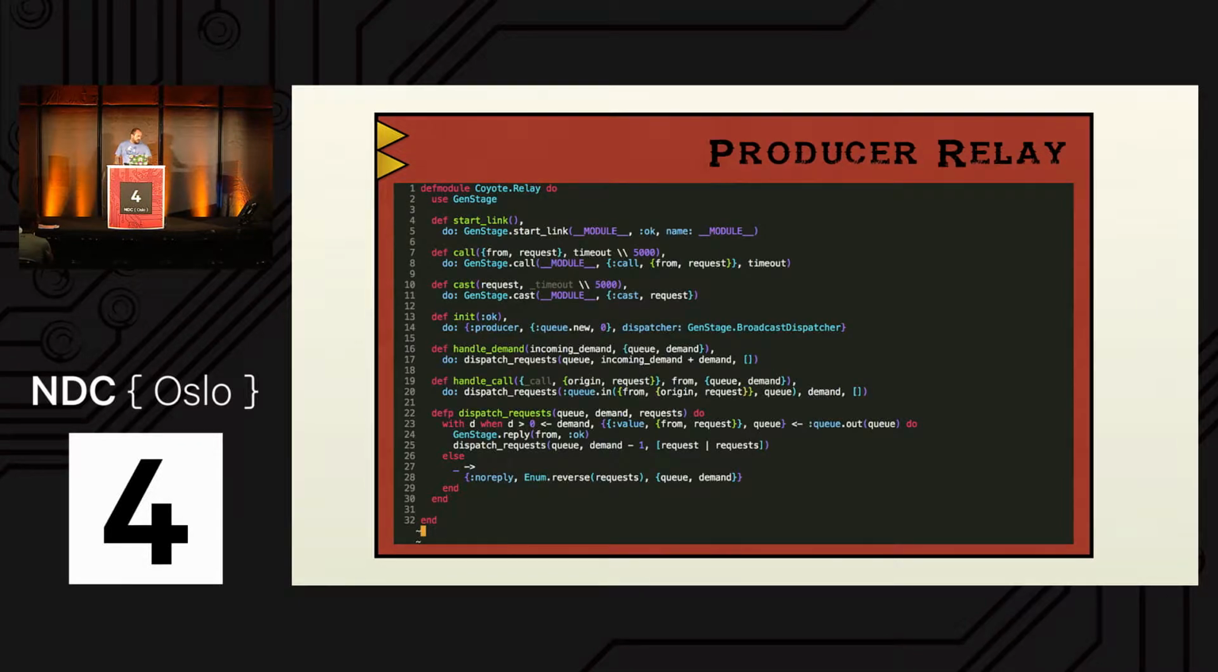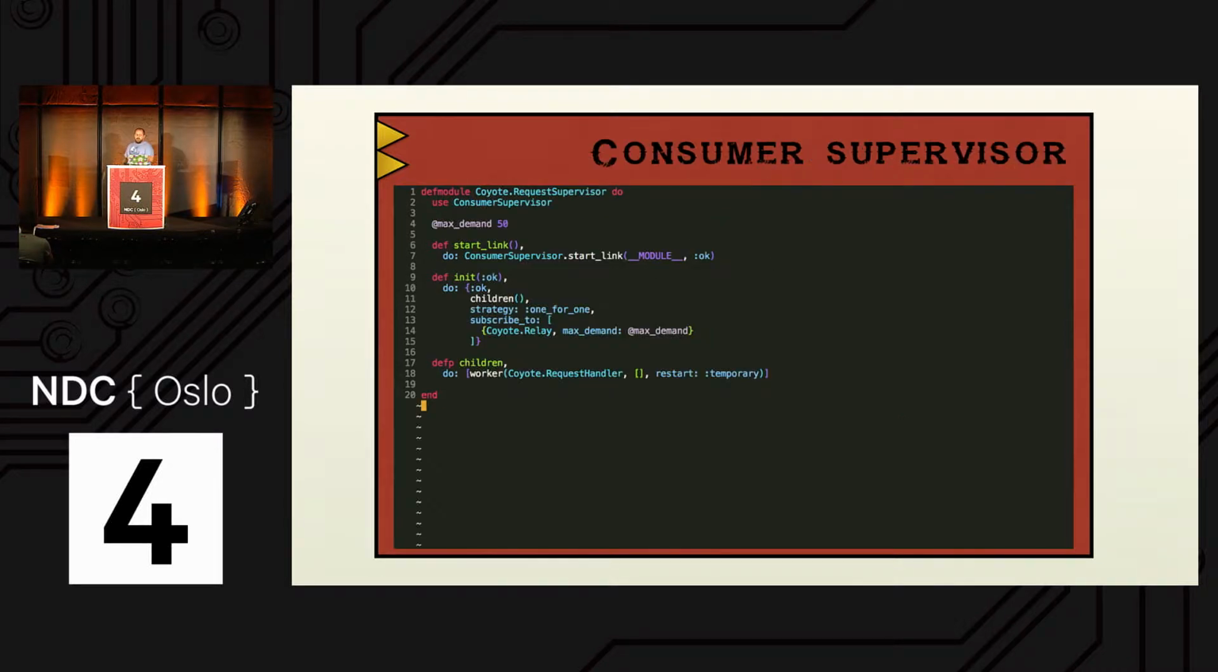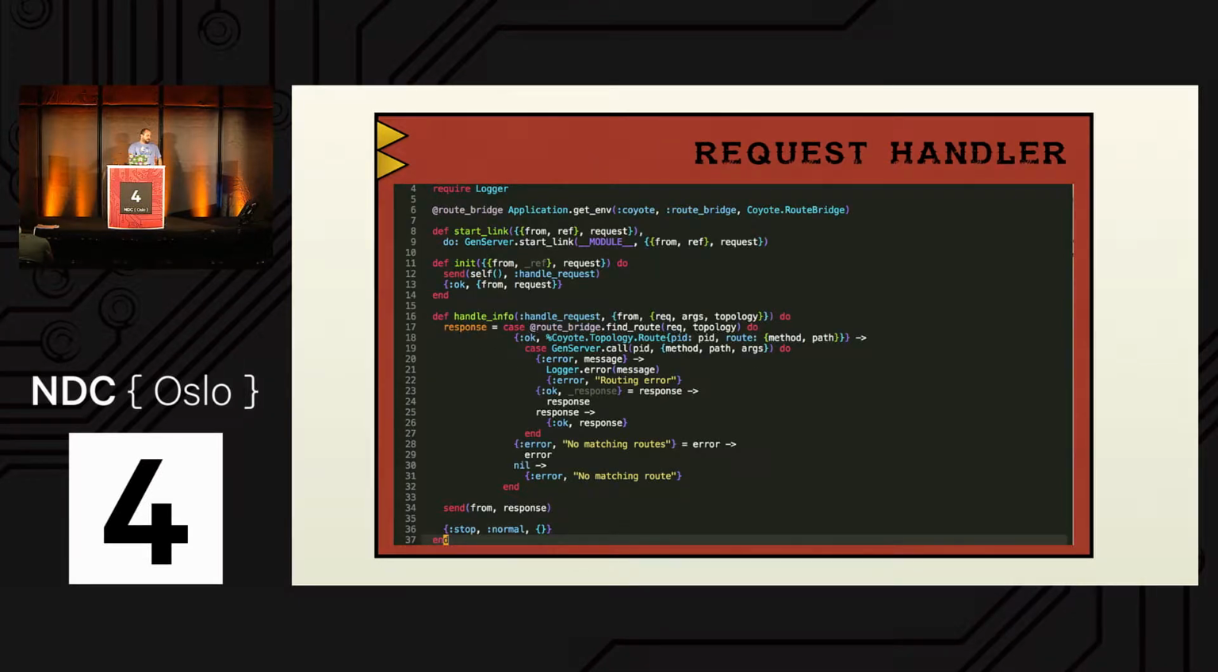Here, first, they're actually queued up by our relay. So the message comes in, it gets queued up, and then sent off. If that back pressure gets too much, it waits, it delays before it actually starts sending things. But when it does send, it goes on to our consumer supervisor, which is actually going to spin up a request handler for each individual request.